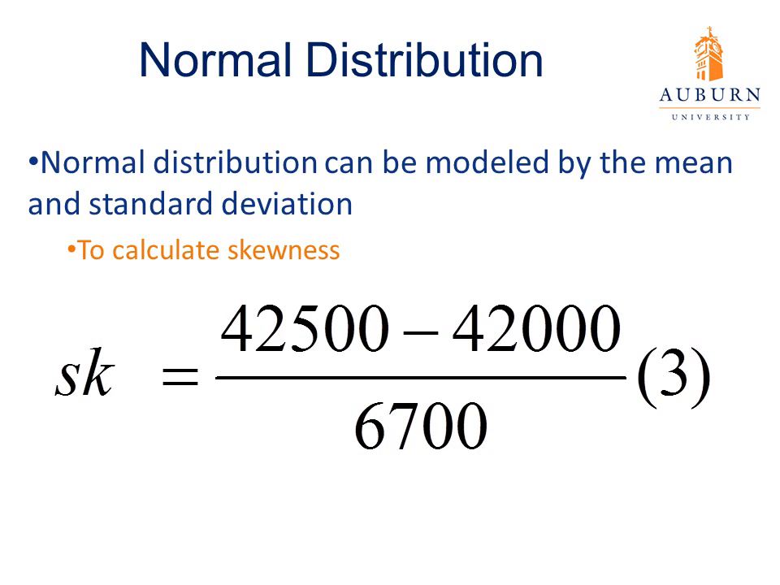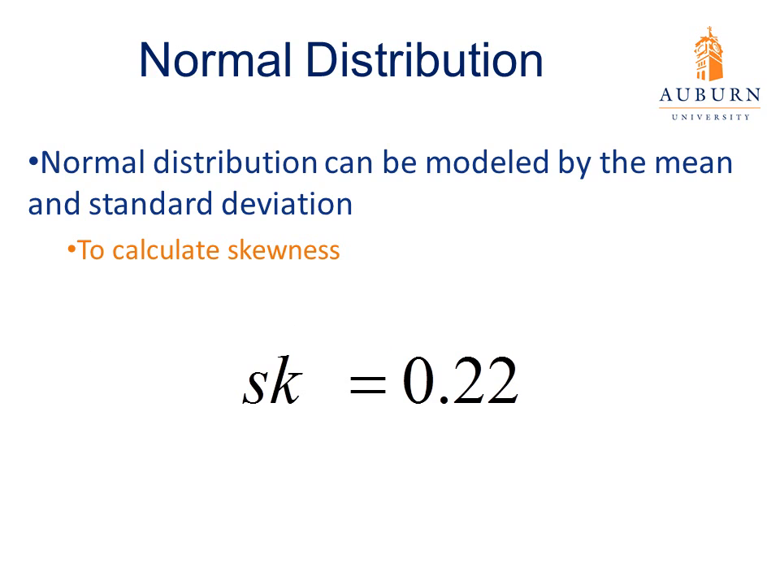So let's go through an example, and let's use our communication majors data that we've already calculated. If you remember, we had a mean of 42,500, a median of 42,000, and a standard deviation of 6,700, and since we have all those numbers, we can calculate a skewness statistic. We can determine whether or not our variable, in this case salary for 2005 communication majors, can be assumed to be normally distributed. We'll take our mean of 42,500, subtract the median of 42,000, and divide that number by 6,700. So we take 500, divide by 6,700, and multiply that number by 3. Once we do that, we end up with a skewness statistic of 0.22.